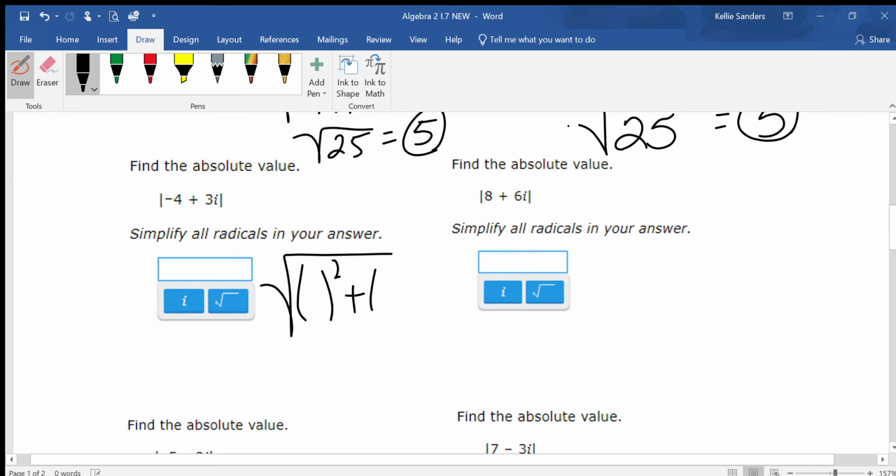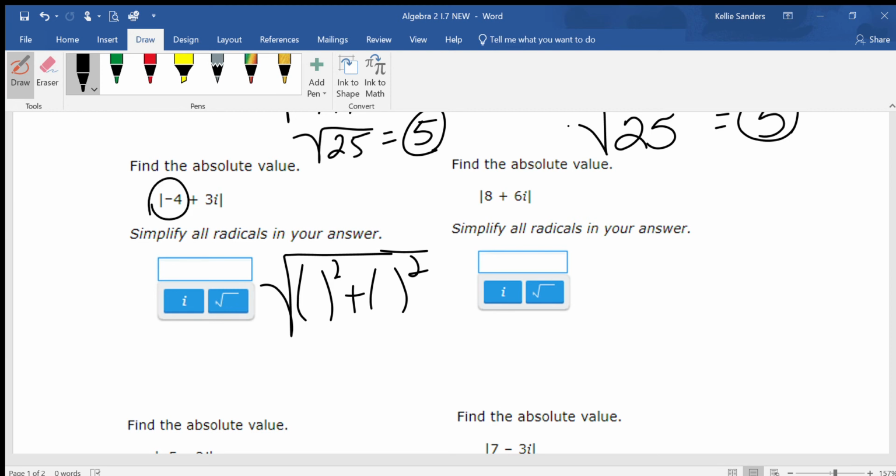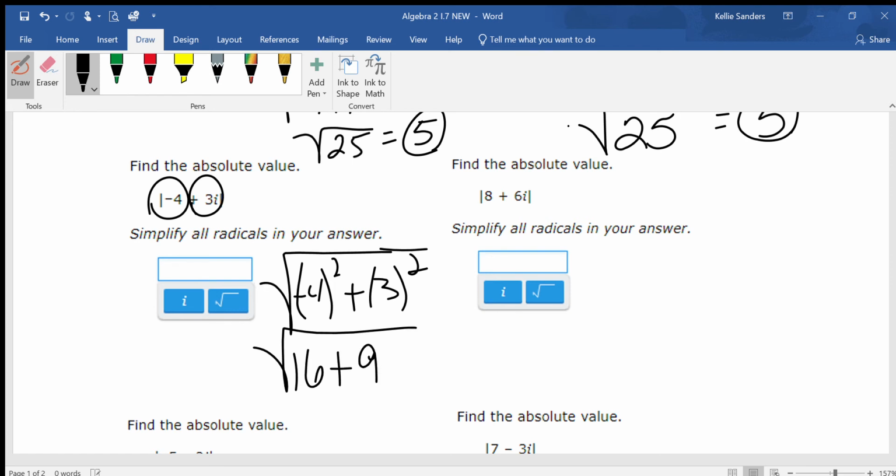Something squared plus something squared. What is this? It's a negative 4. What is this? A 3. Negative 4 times negative 4 is 16. 3 times 3 is 9. The square root of 25 is 5. So what's my point? If you're taking the absolute value of a complex number where one part is 4 and the other part is 3, your absolute value is basically going to be 5.